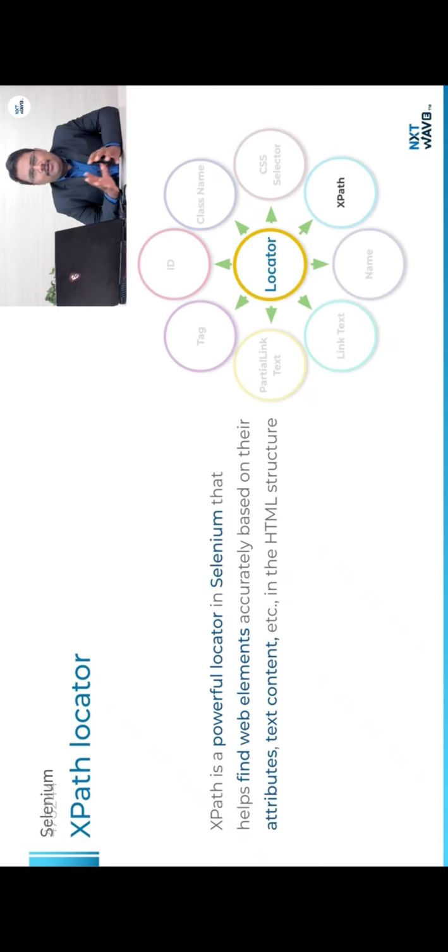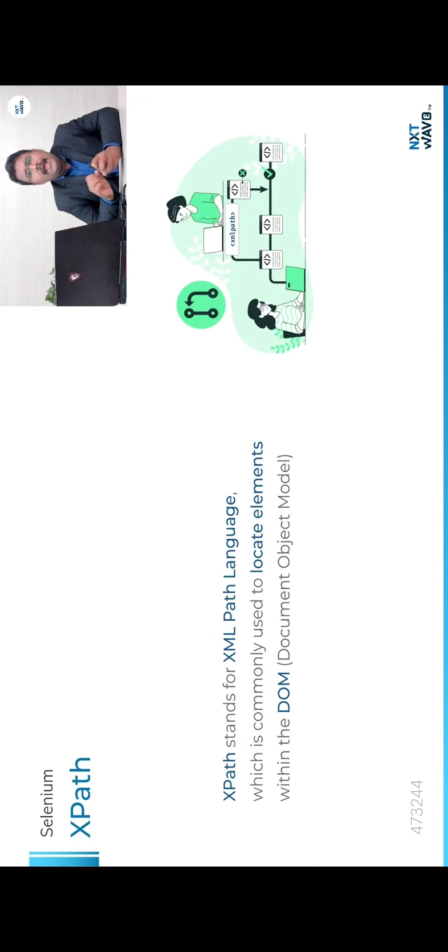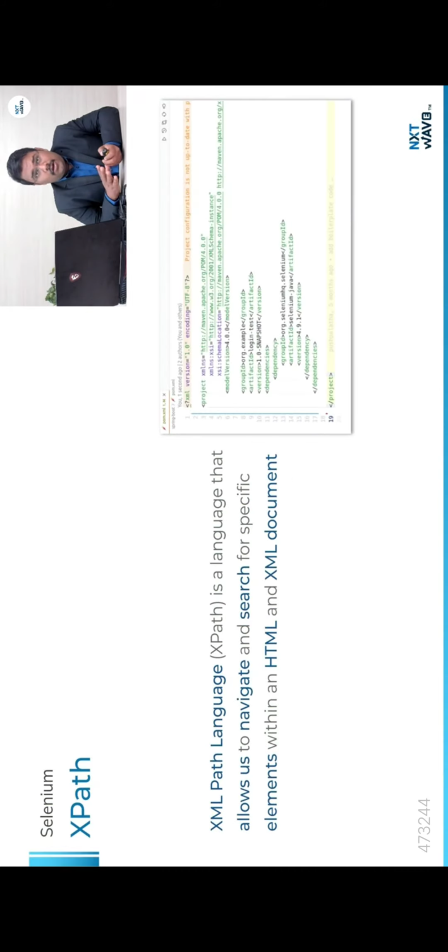So by now we know that XPath is a very powerful locator in Selenium, and it can be used to accurately locate web elements based on their attributes, their positions or text content altogether, right? And XPath basically means XML Path Language. So it's a commonly used language to locate elements within the DOM, and you can think of it like a language that helps us navigate and search for specific elements within the HTML DOM.